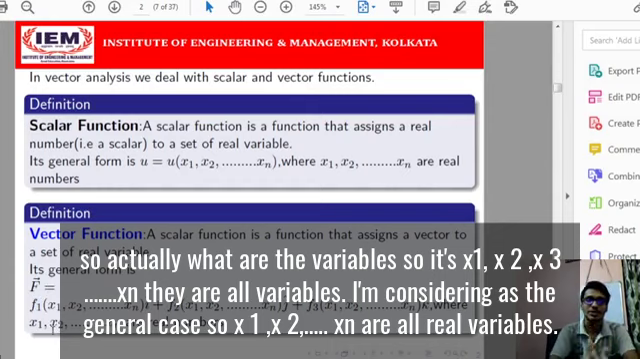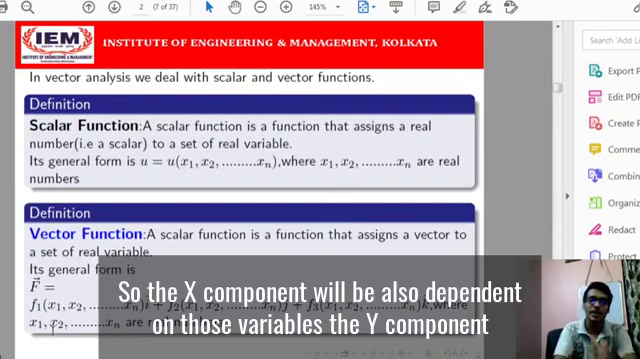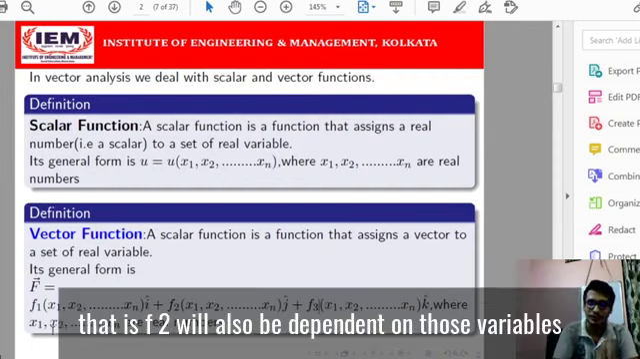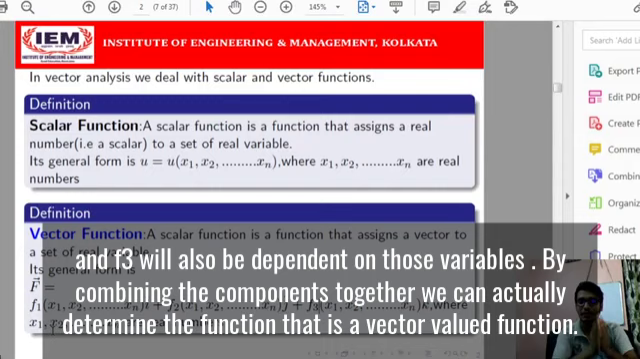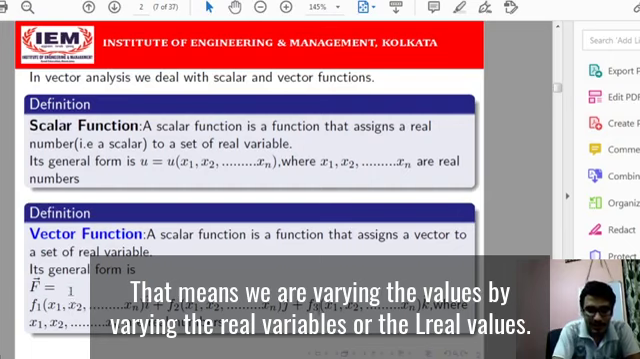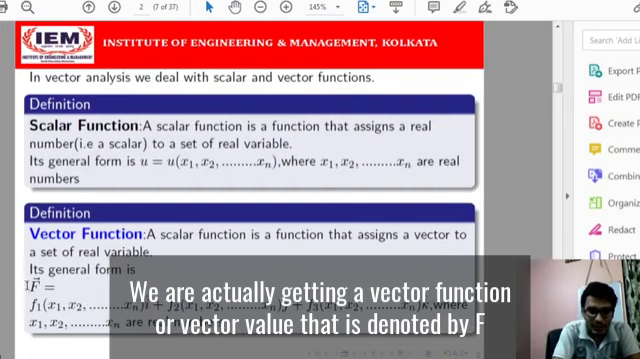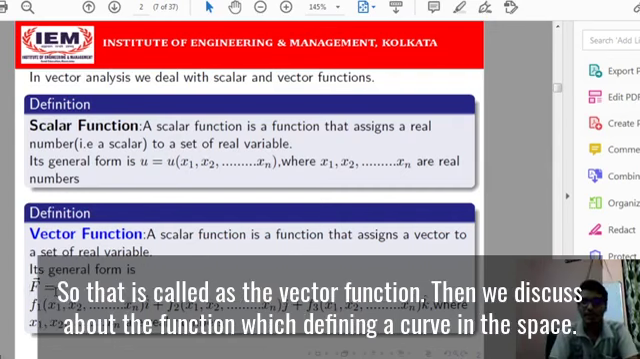x1, x2, x3, up to xn are all the variables I am considering in the general case. They are all real variables. The x component will also be dependent on those variables. The y component, that is f2, will also be dependent on those variables, and f3 as well. Together, by combining the components, we can determine the function that is a vector valued function. By varying the real variables or real values, we get a vector value that is denoted by f. That is called the vector function.